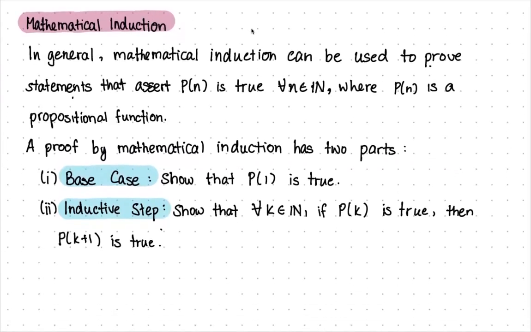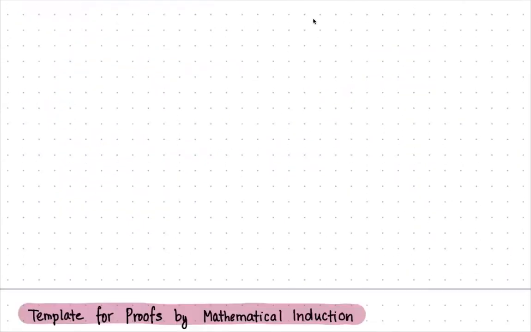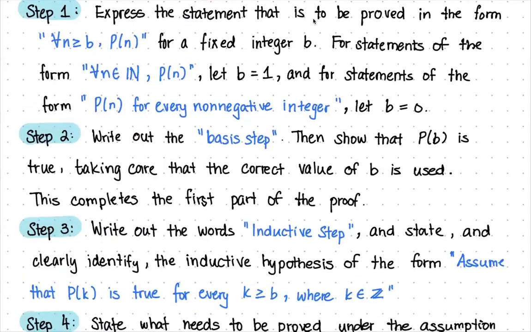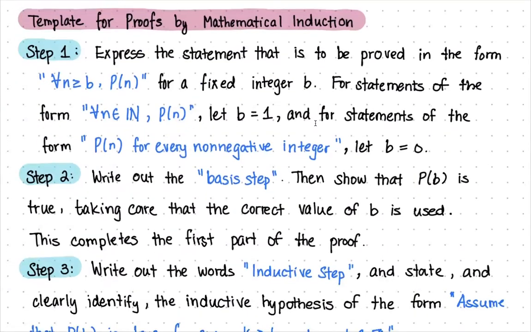I have a template prepared for us to use to prove statements using mathematical induction. Let's go through it. Usually it has 7 steps, but you can compress these into a few steps. In the first step, say we're given a statement. We express the statement to be proved in the form: for all n greater than or equal to b, P(n) is true. Here b is a fixed integer, and that's usually your starting point.